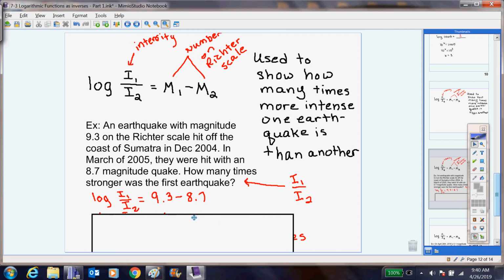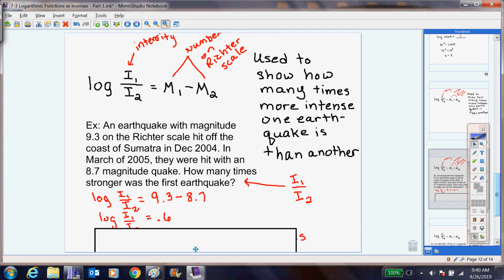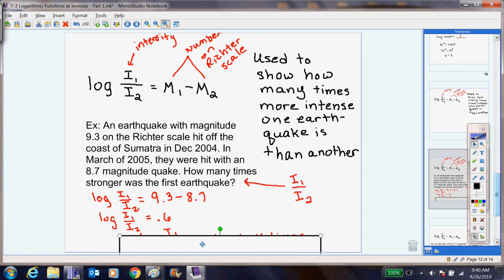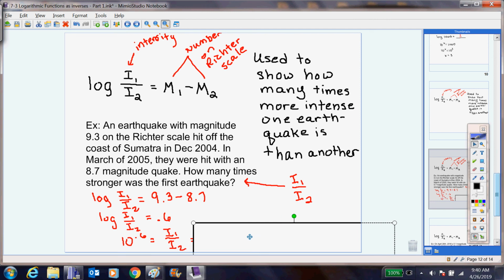So even though that doesn't seem like a number is too far apart, what that tells us is that the log of I1 over I2 equals 0.6. Okay. What's my base that's hiding here? 10. My base is 10. So this tells me that 10 to the 0.6 power equals the ratio of the intensities. That's what this is. I've got it written down for you, but just so that you see what's happening. 10 to the 0.6 power is the ratio of the intensities.